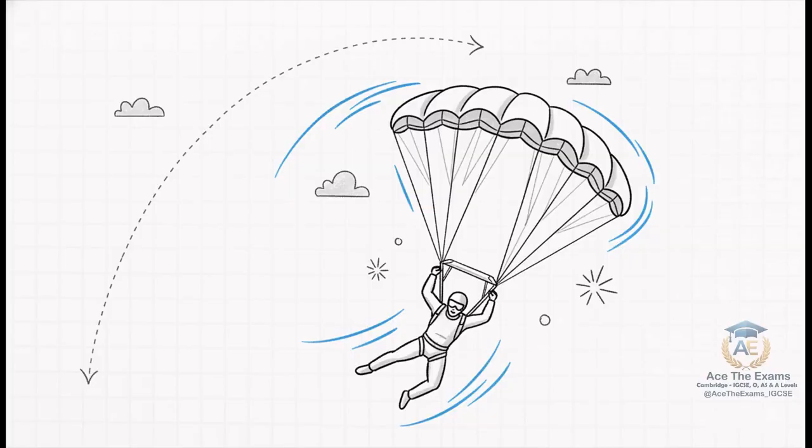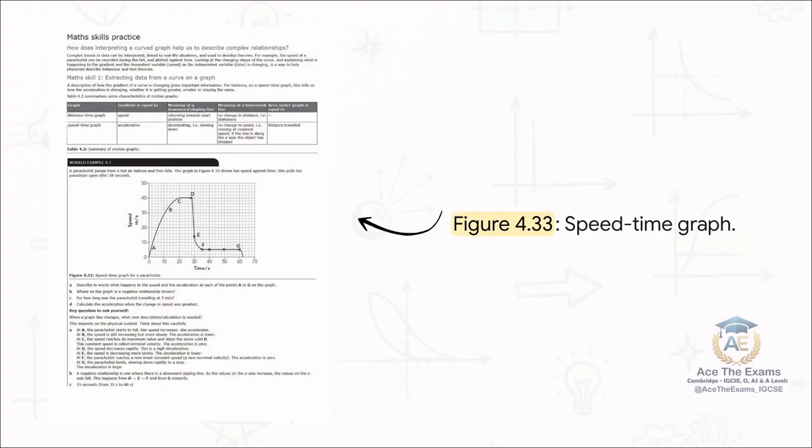The Parachutist Plunge. Okay, now that we have our master key, let's apply it to a classic, high-mark Cambridge-style example. Notice immediately the changing shape of the curve here. Speed is our dependent variable, over on the y-axis, and time is our independent variable on the x-axis. Your golden rule for this? Whenever a graph line changes shape, a brand new physics description or calculation is required.